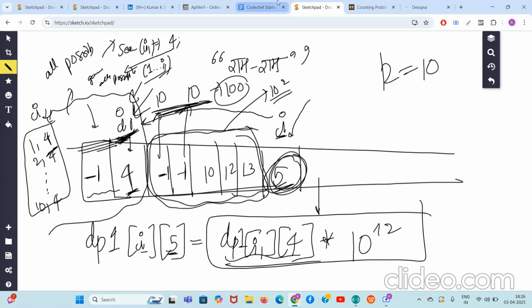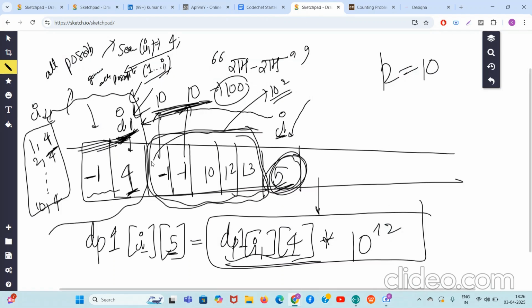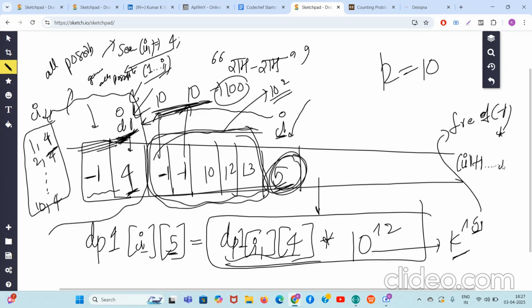So guys, like this you will try for each index, right? See, dp[1][i][5] is nothing but dp[1][i1][4] into k raised to g1, where g1 is the count of -1. Always remember, this is nothing but k raised to g1. K is given, g1 is nothing but the frequency of -1 in the range i1+1 till i-1. You have to multiply by the number of -1 in that middle range.